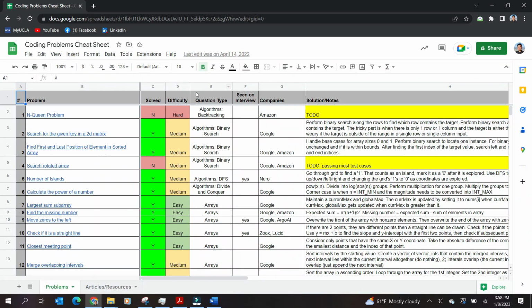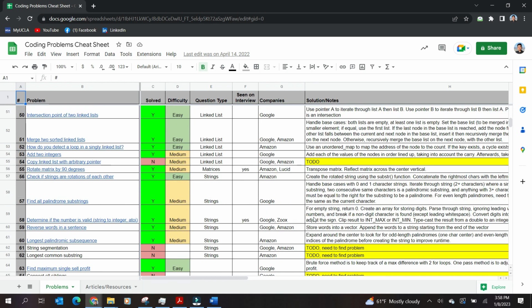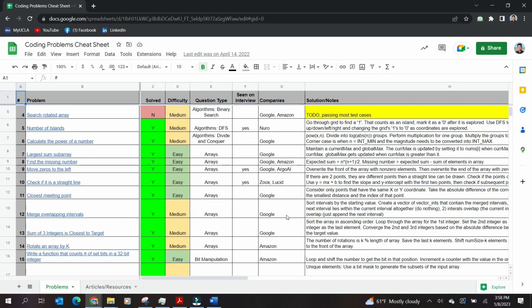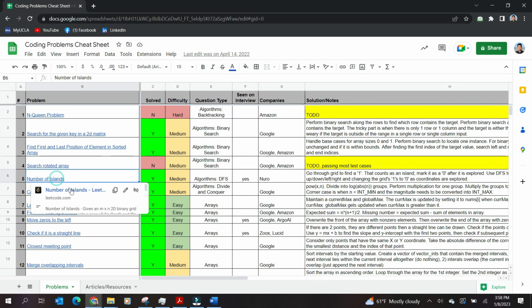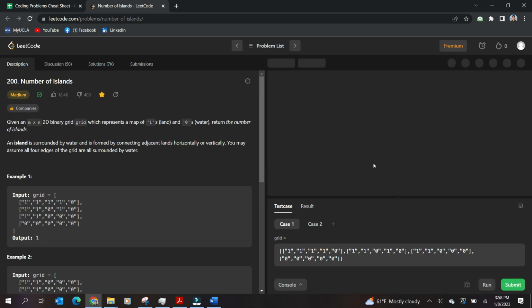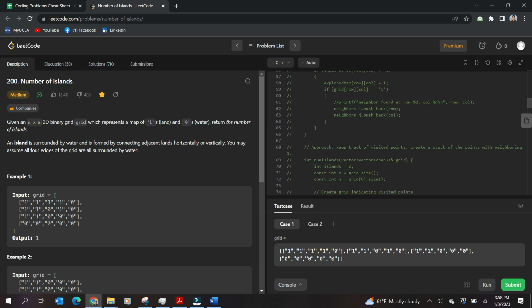I've created a spreadsheet of important coding problems to track my progress. You can see I've included the links, my status, the question type, what companies have asked these questions, and my own notes on how to solve them in the most efficient ways. After practicing several times, I started to get the hang of it and was able to solve harder questions.